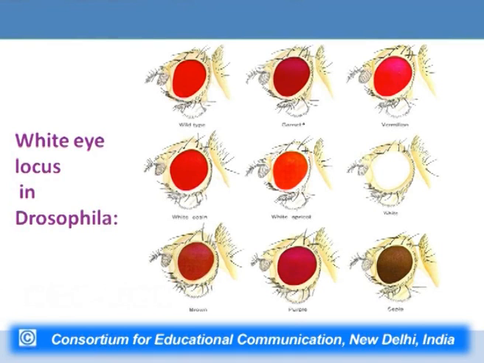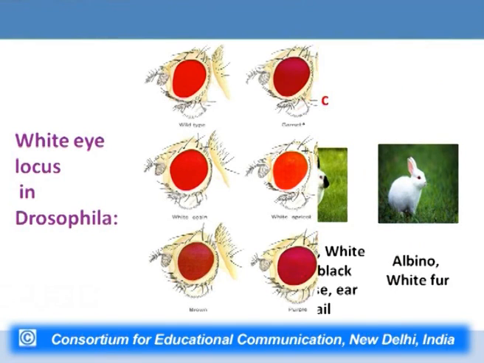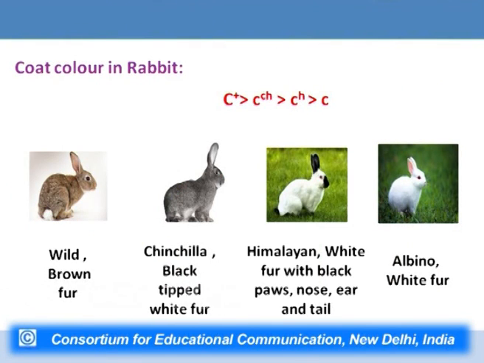These are the different phenotypes of eye color in Drosophila, and these are caused because of a number of alleles present at the eye color locus of Drosophila. Coat color in rabbit is another example of multiple allelism, wherein C plus leads to formation of wild brown fur in rabbit, C^ch leads to formation of black tipped white fur, C^h leads to formation of white fur with black paws, nose, ear and tail, and c leads to formation of albino, which is a white colored individual.